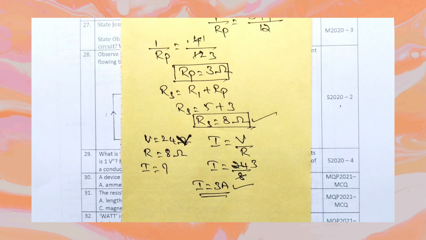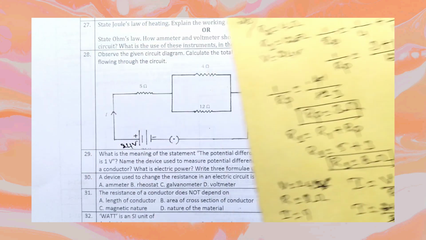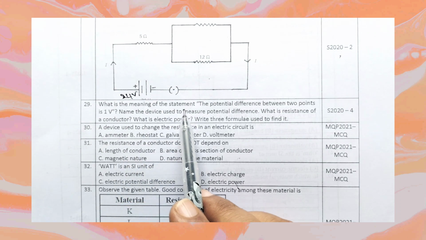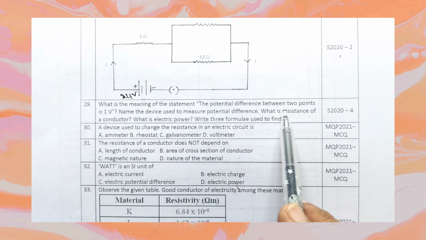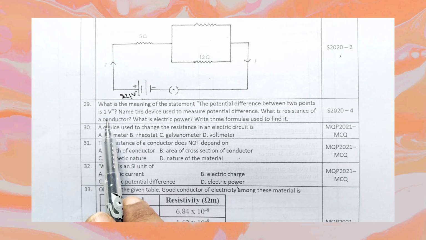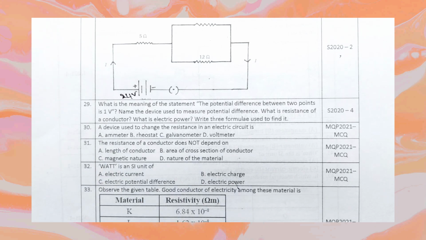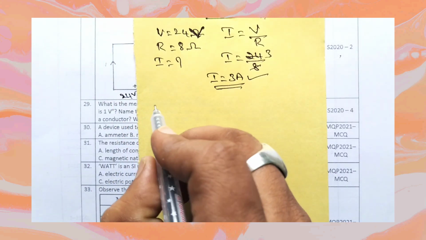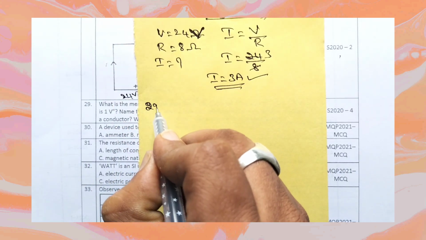So the resistance is 8 ohm and the current is 3 ampere. So now let us move to the next question. That is, what is the meaning of the statement the potential difference between two points is 1 volt? So now let us answer this question, the 29th question.